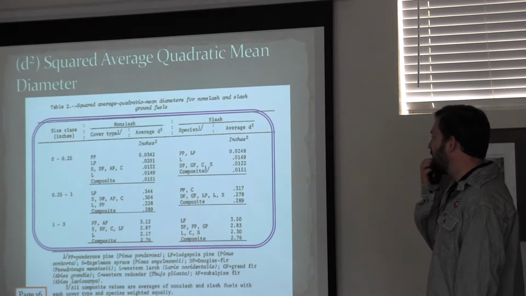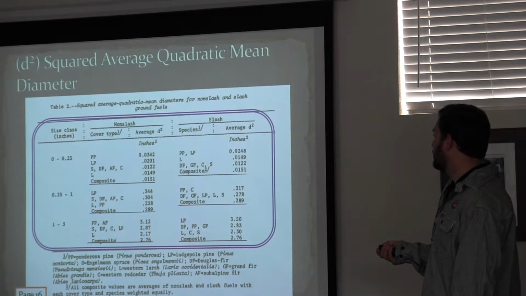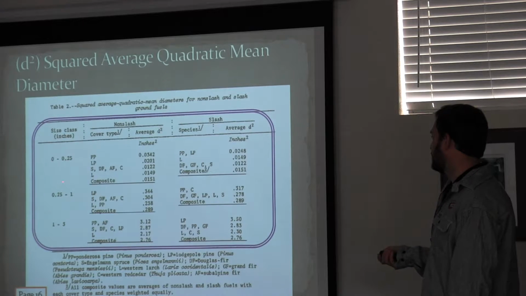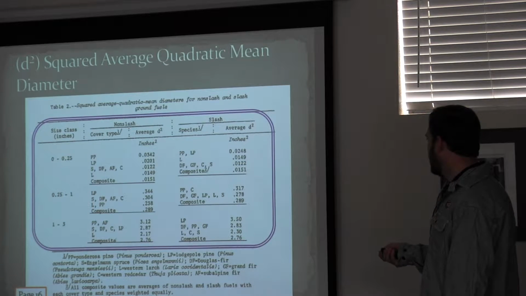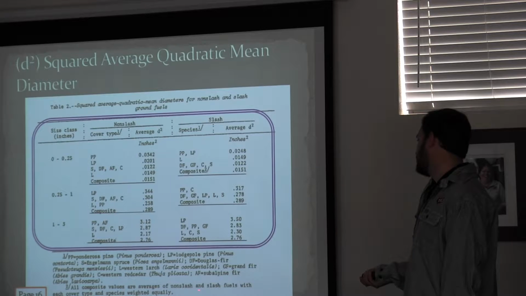So it doesn't give you a ton of options here. And again, we have to always look at this size class in inches because there's some division here. You have cover type 1, so PP, LP, SDF, AF, those all refer to trees, and then composite just means the composite values are averages of non-slash and slash fields with each cover type.